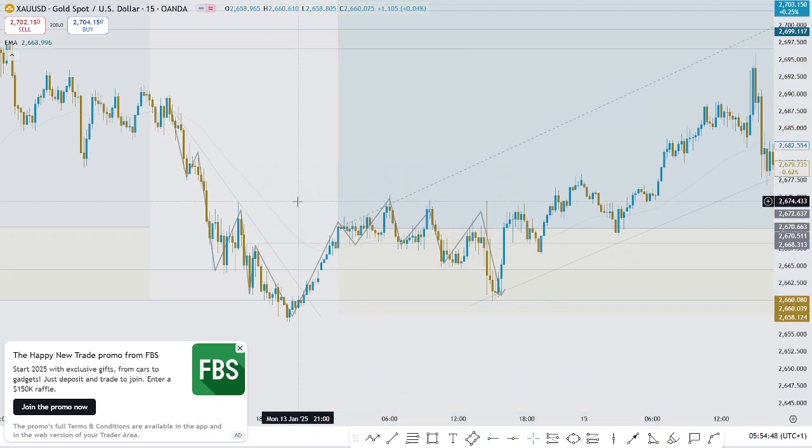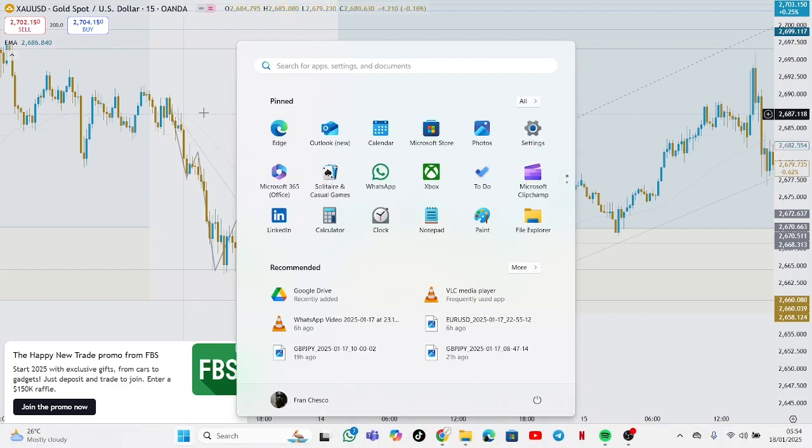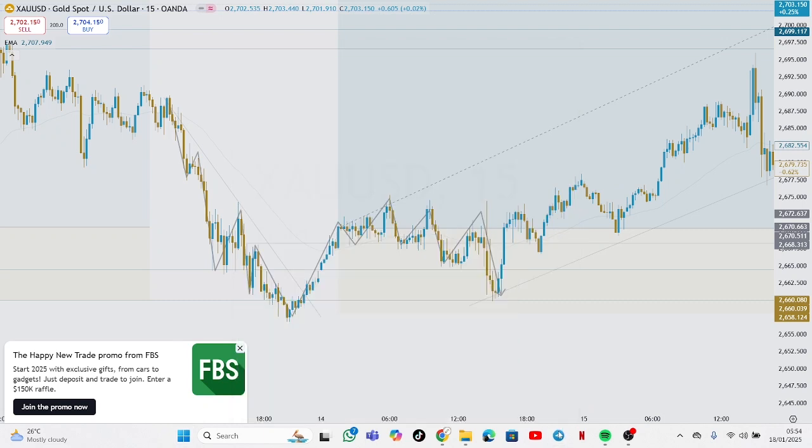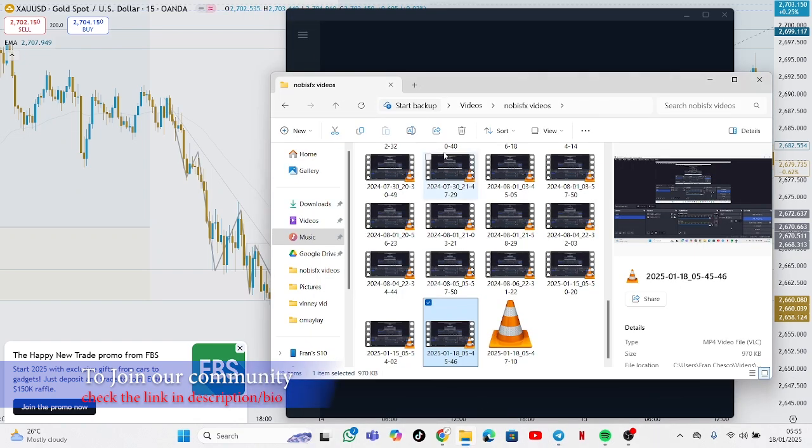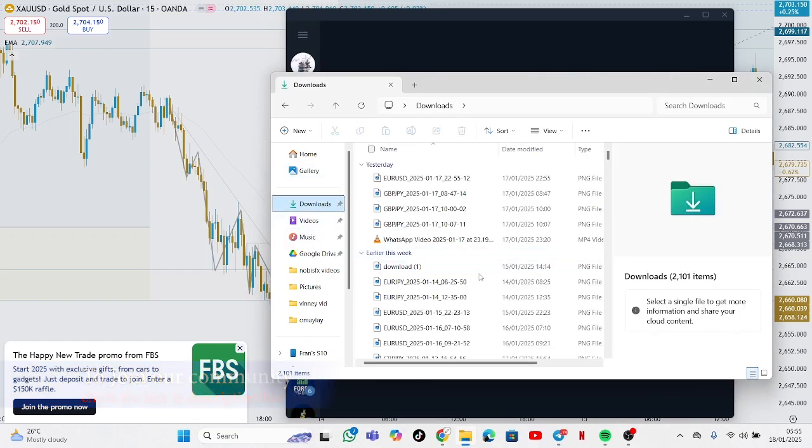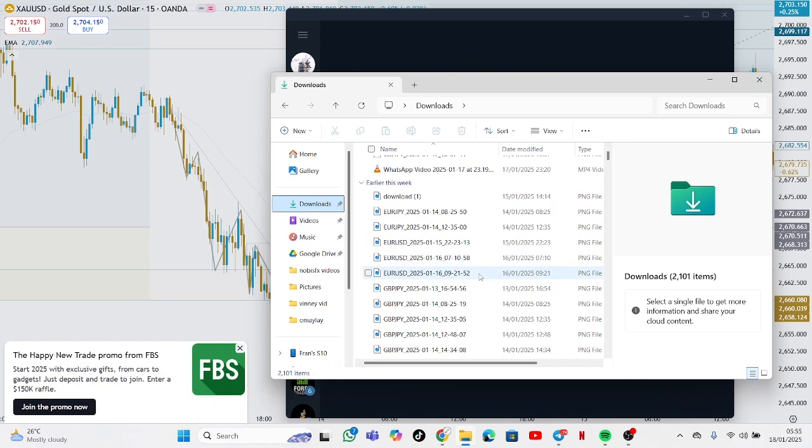So let me show you guys when I took it. Let me show you right when I took the trade. I think I dropped it on my Telegram channel. I'm not sure you'll be seeing it because I set it to private. But nevertheless, let me show you guys when I took that trade.